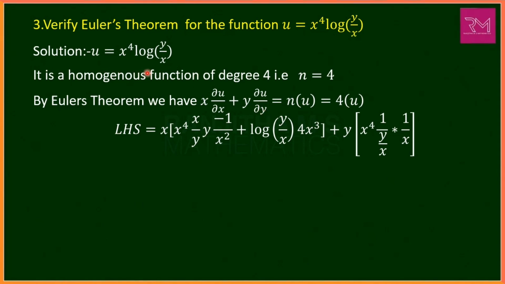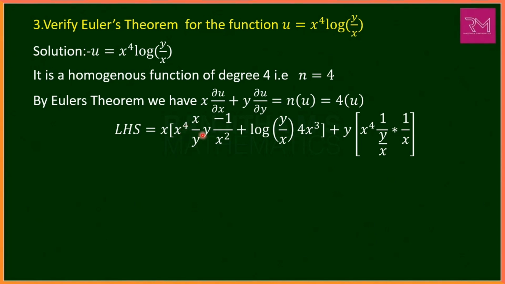plus y into del u by del y, that is the differentiation of u with respect to y partially. We get y into, here x power 4 is constant, take as it is, into the differentiation of log of y by x, which is 1 by y by x, into, again we have to differentiate this y by x term, that is 1 by x is constant, take as it is, into the differentiation of y, which is 1. So we get this.